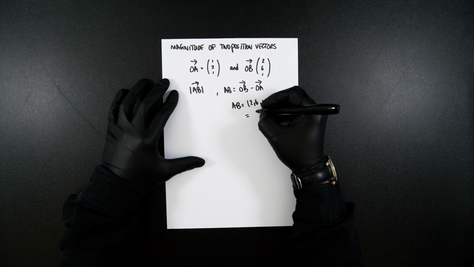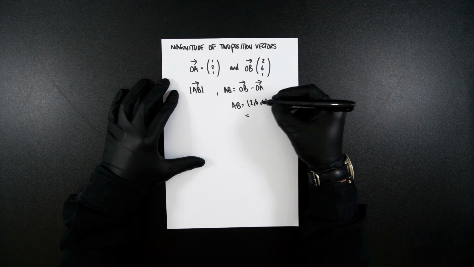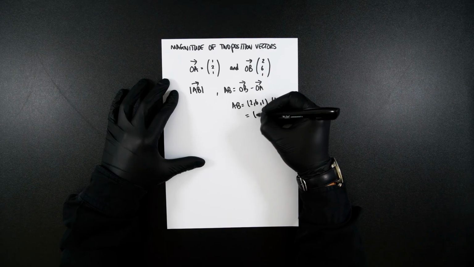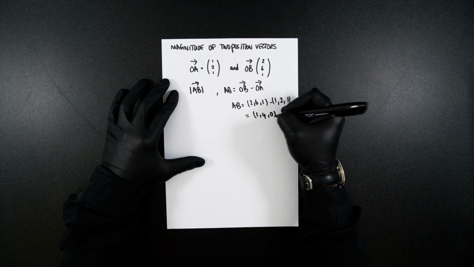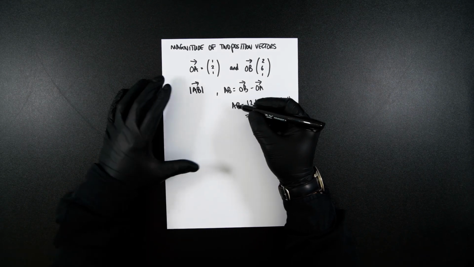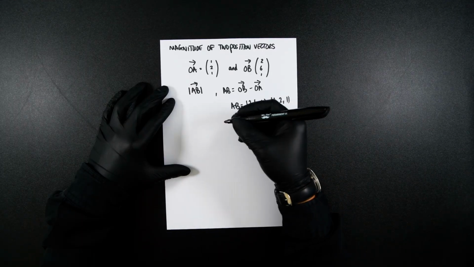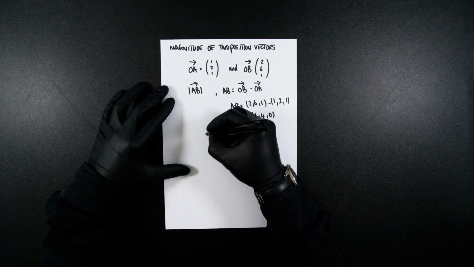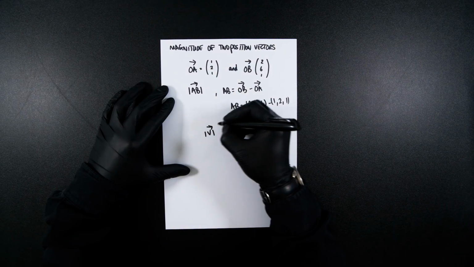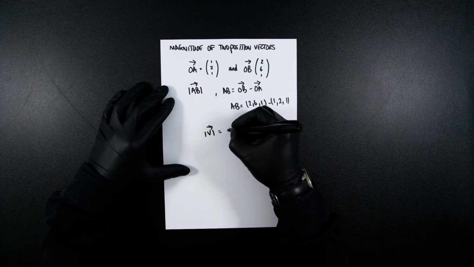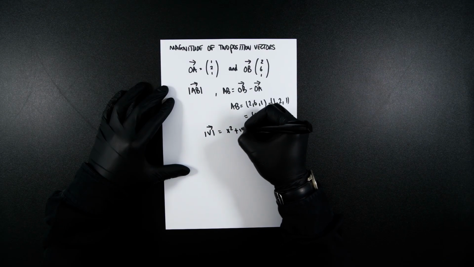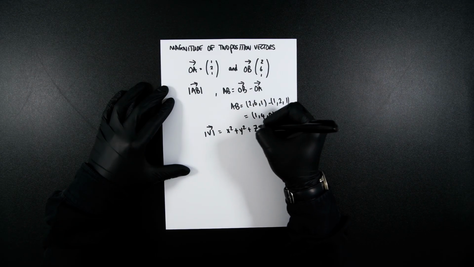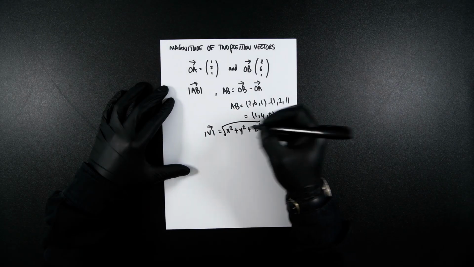So that's just going to be 2 minus 1, 6 minus 2, 1 minus 1, and that's going to be (1, 4, 0). So now we've got this. So now if we remember what the magnitude is, or it's sometimes called the modulus, it's v with the two lines. It's going to be x squared plus y squared plus z squared, all square rooted.